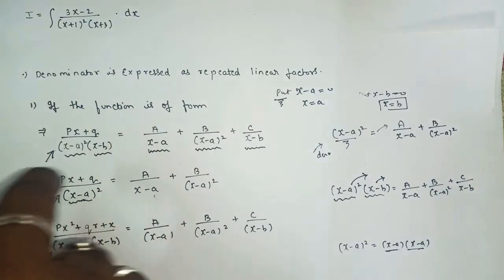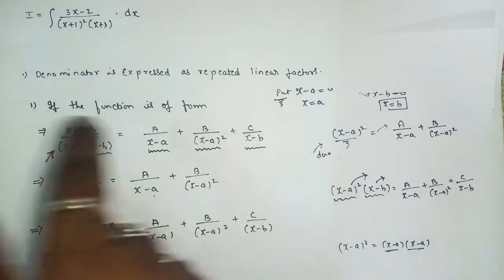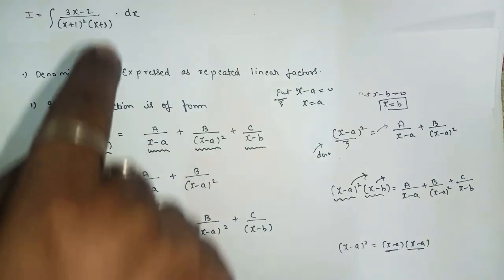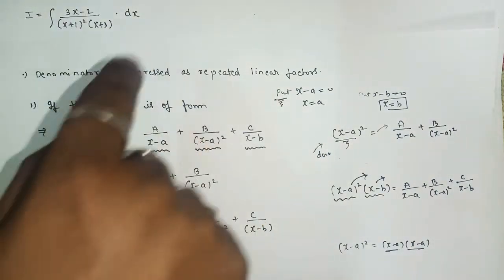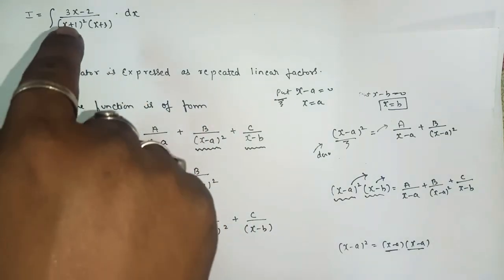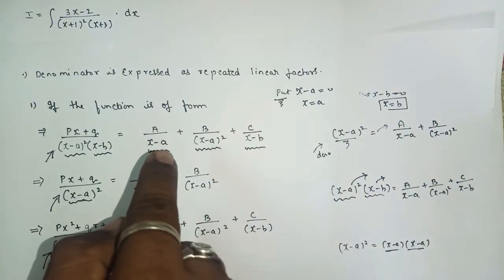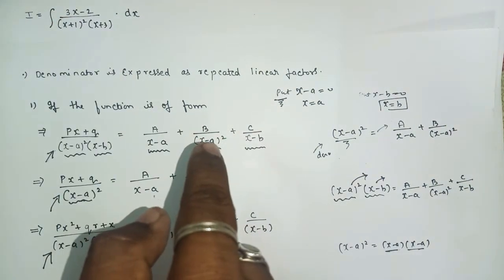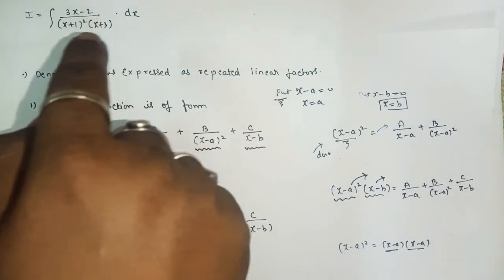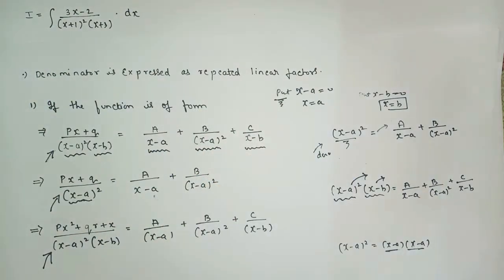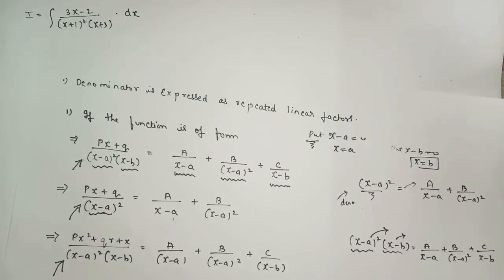Okay, so clearly we can see that this part looks like the first section. So this function we can express as a upon x plus 1, then b upon x plus 1 the whole square, and then here we have one more linear factor. So for this we'll write c upon x plus 3. So let's begin with the sum.